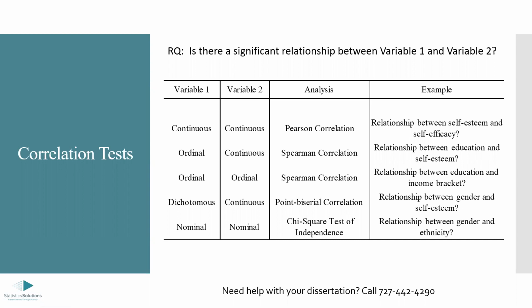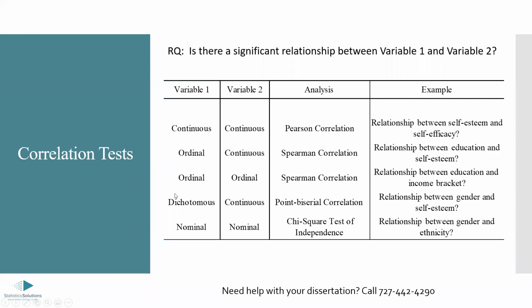If you have a dichotomous variable and a continuous variable, you need to run a subset of a Pearson correlation, which is called a point biserial correlation. I say a subset because the math that is used to calculate a point biserial correlation is very similar to a Pearson correlation. So it is considered a parametric analysis. And I should have mentioned that a Spearman correlation is considered a non-parametric analysis.